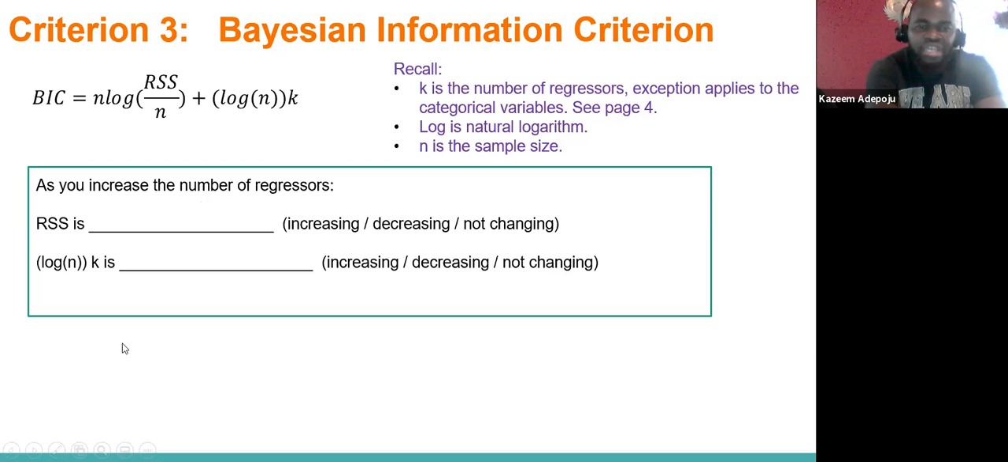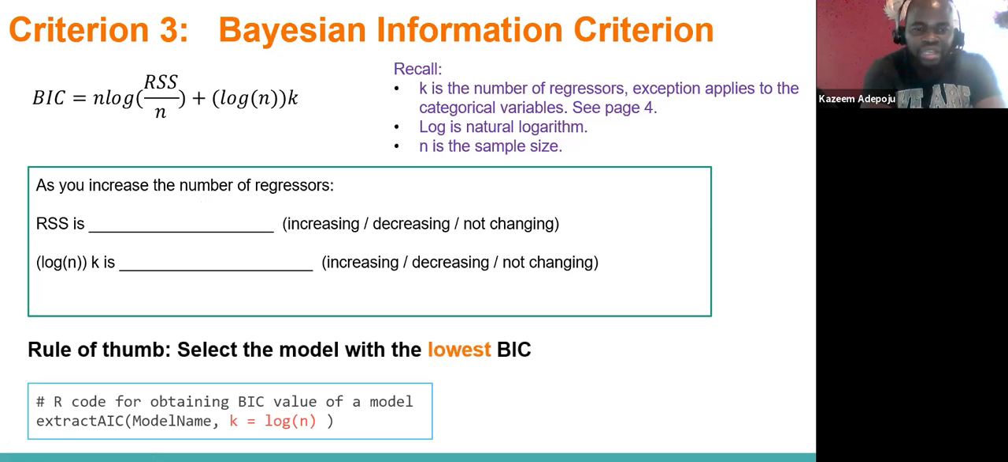And you know what? You can also extract that. If you want to extract for BIC, you can write extractAIC, but you're going to specify k equal to log n. Okay, where k equals log n. So this is how you can extract your BIC, and the fact remains that the model with the lowest BIC is the best model.